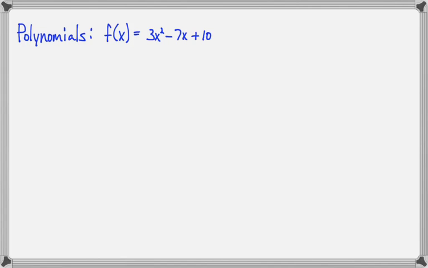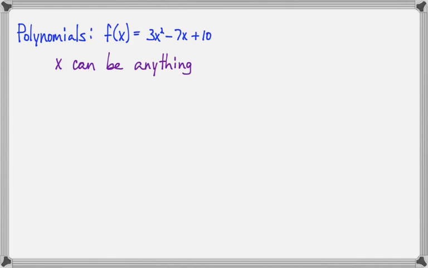Here I have a polynomial. So f of x equals 3x squared minus 7x plus 10. And I want you to think about what numbers we could plug in for x. Well, we could plug anything in for x. A whole number, radical, decimal, it doesn't matter. We could plug anything in as x, and that means that there are no numbers that x cannot equal.